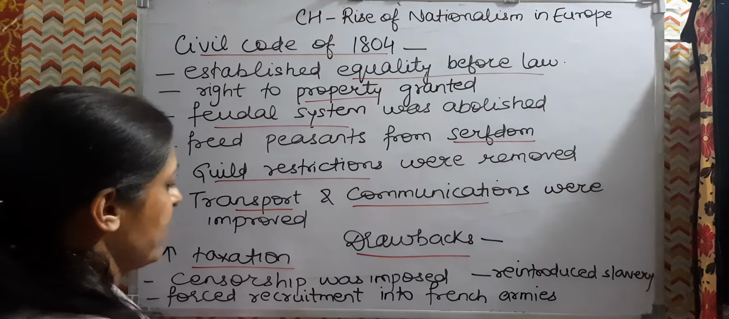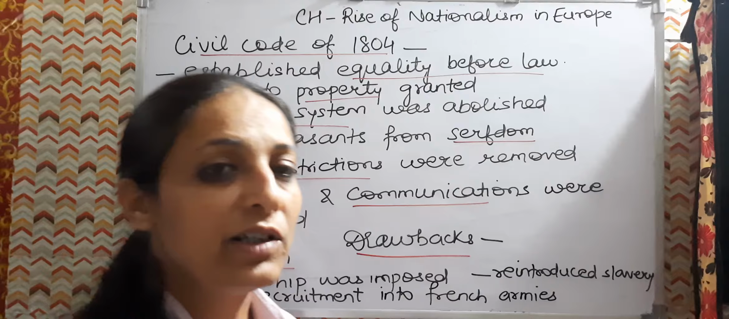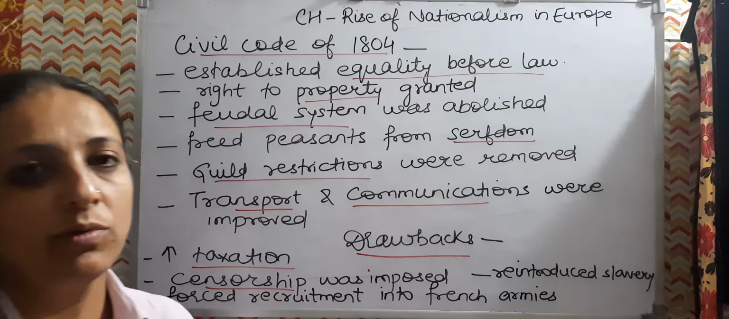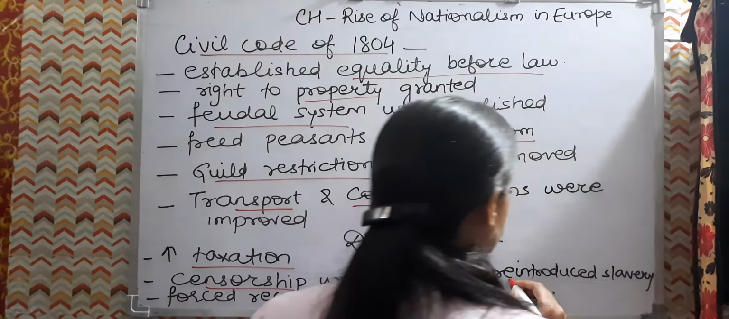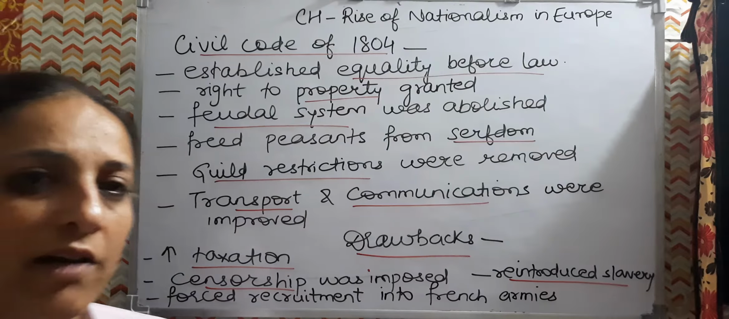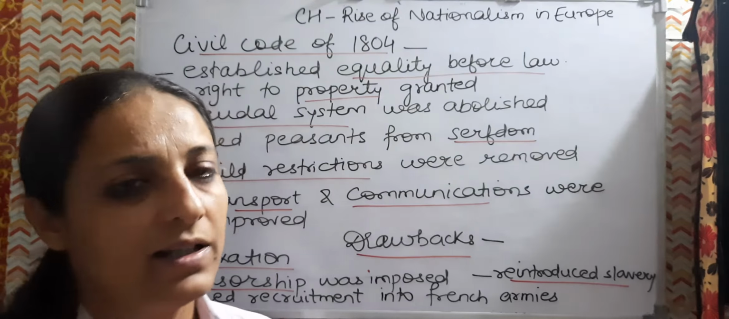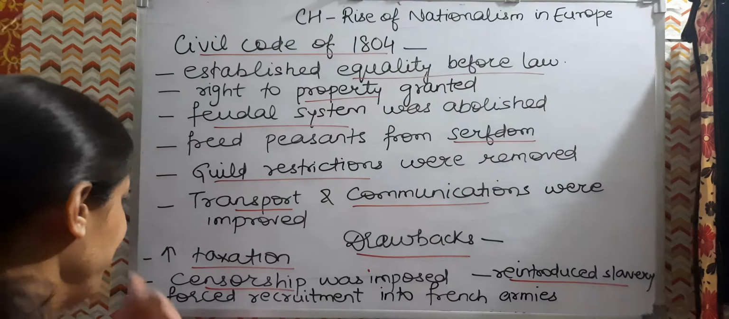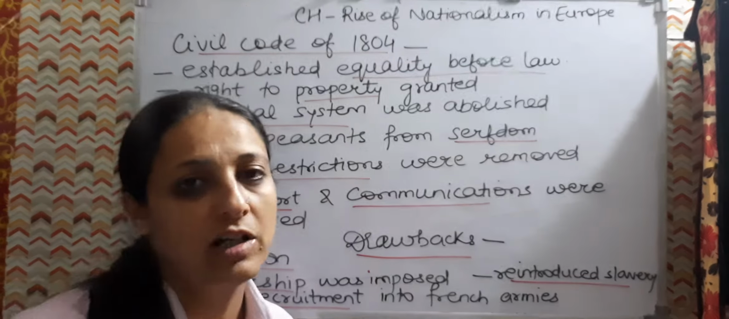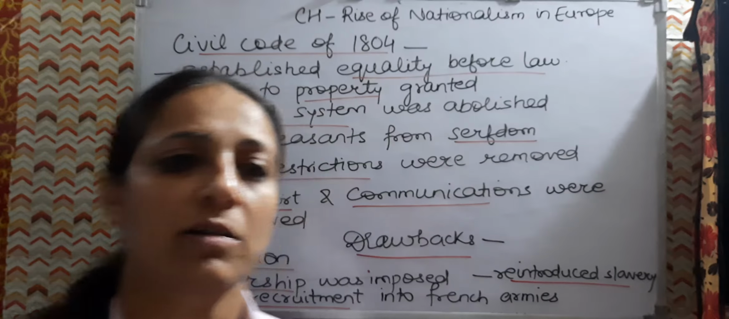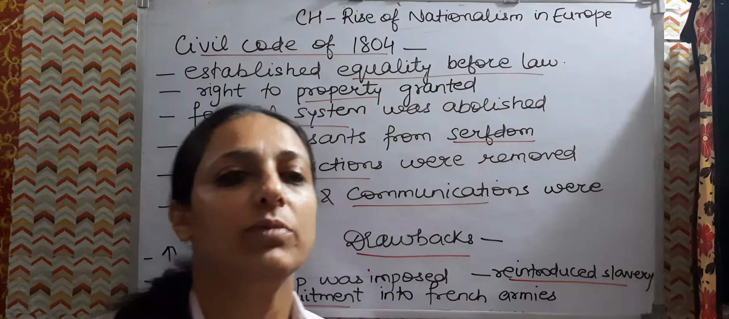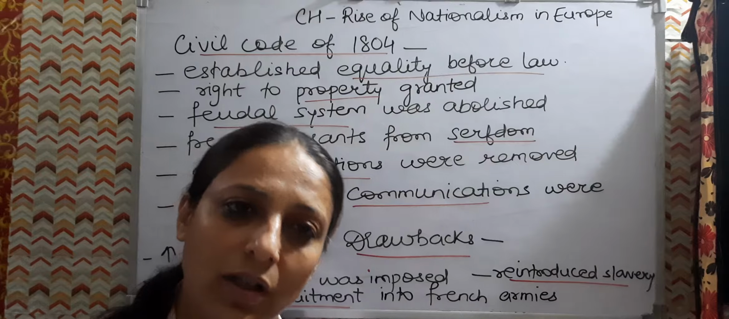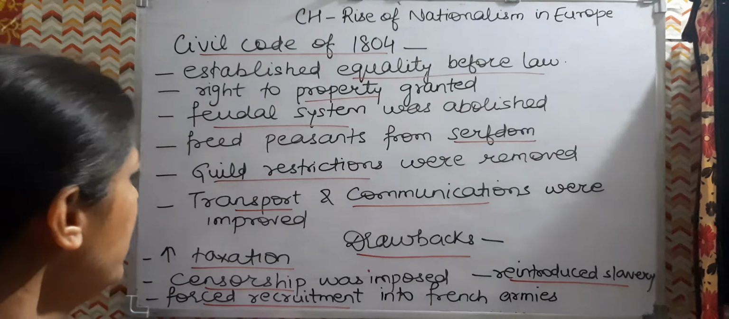First, he increased the taxation. People were already suffering, and now he increased the taxation. Censorship was imposed, so no one could write against Napoleon. He reintroduced slavery. The Jacobins, if you remember, abolished slavery in 1794, and then in 1804 Napoleon reintroduced it. There was also forced recruitment of people, especially the youth, into the French army, because his dream was to conquer the entire Europe. So these were some of the drawbacks.